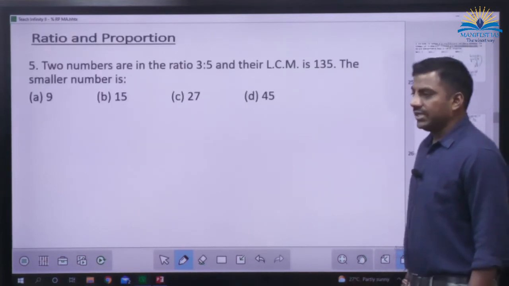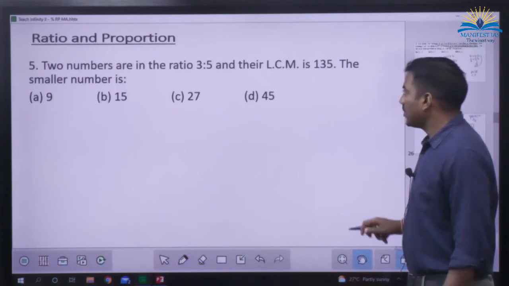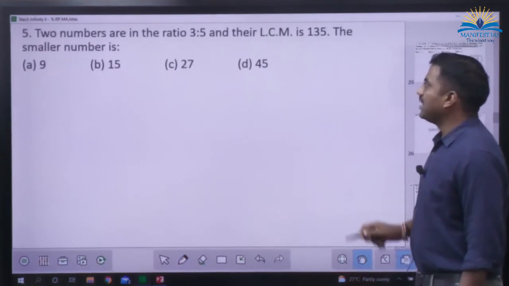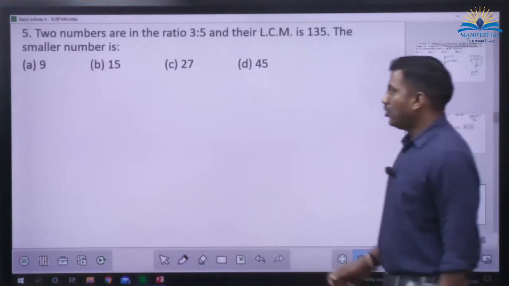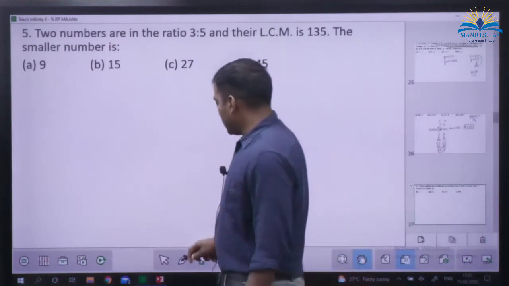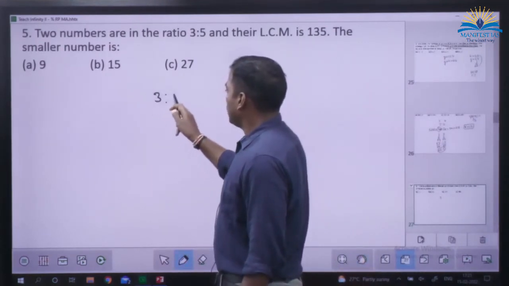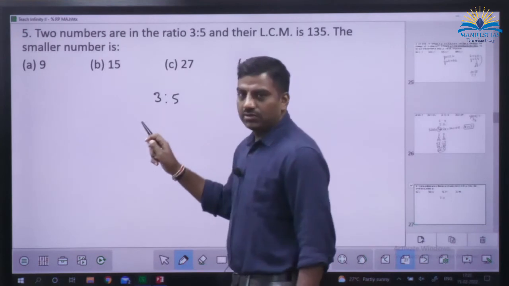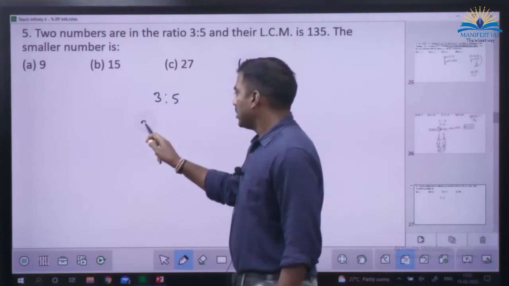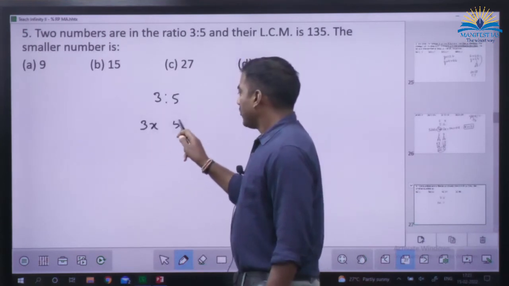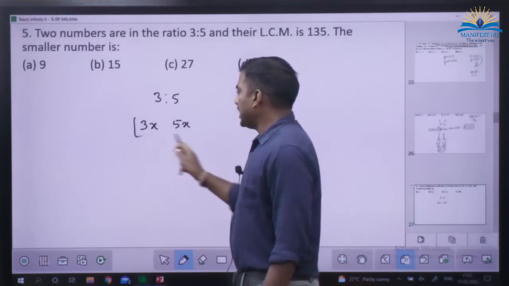Two numbers are in the ratio 3 is to 5, and their LCM is 135. I've told you, when they give the numbers' ratio as 3 is to 5, we cannot take them as the face values 3 and 5. We have to take 3x and 5x. Now find out the LCM of them.